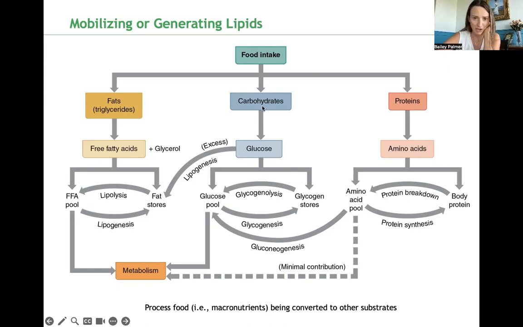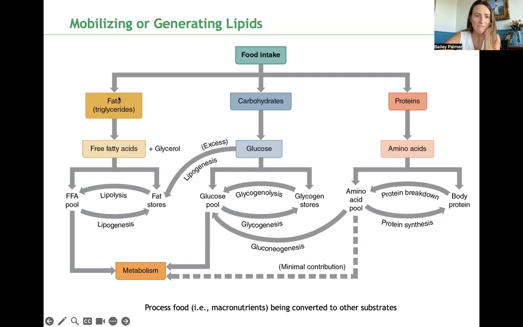So now let's start up here at carbohydrates. Carbohydrates we know turn into glucose. Follow the first arrow. Excess glucose goes through lipogenesis, formation of fat, which fat is stored on our body. We know also glucose goes to our glycogen stores, so we can store it as glycogen. We can go through glycogenolysis to make our glucose pool, which is our blood glucose or blood sugar. It can go back to glycogenesis, which is the formation of those glycogen stores. But we know that glucose pool, our blood sugar, contributes significantly to our metabolism.